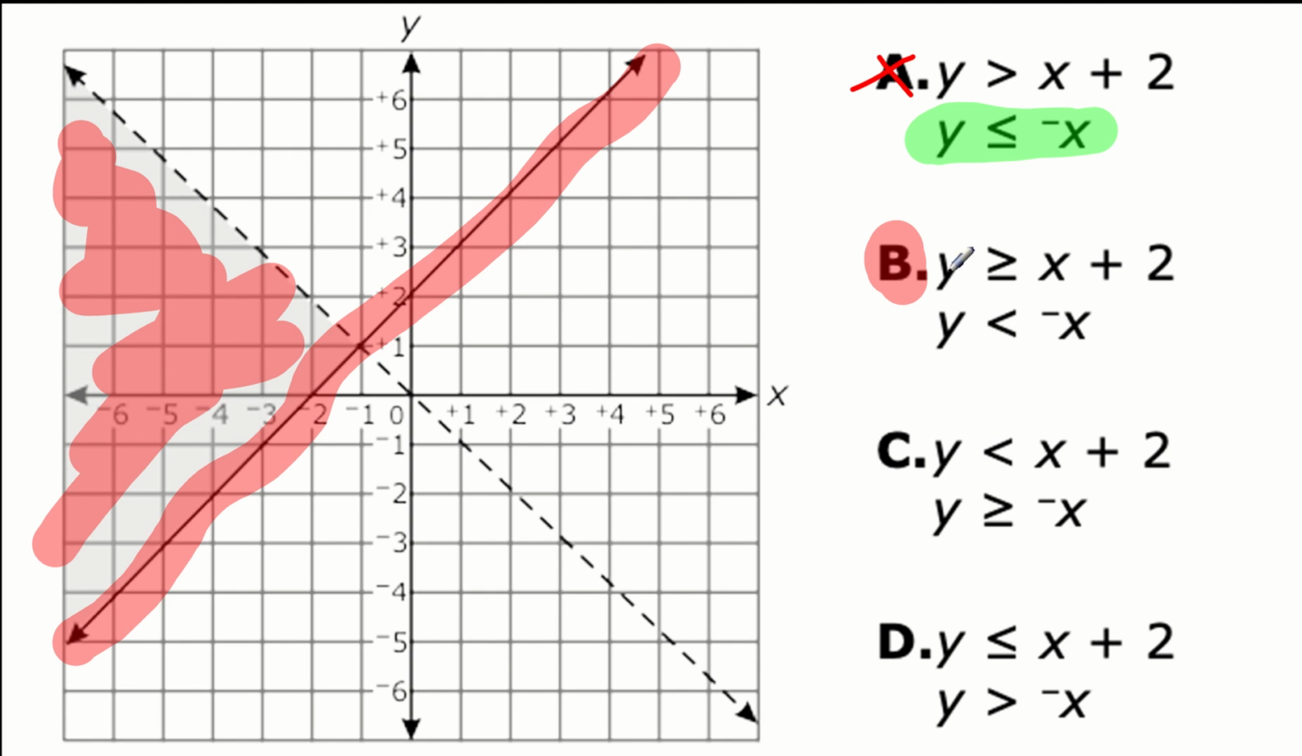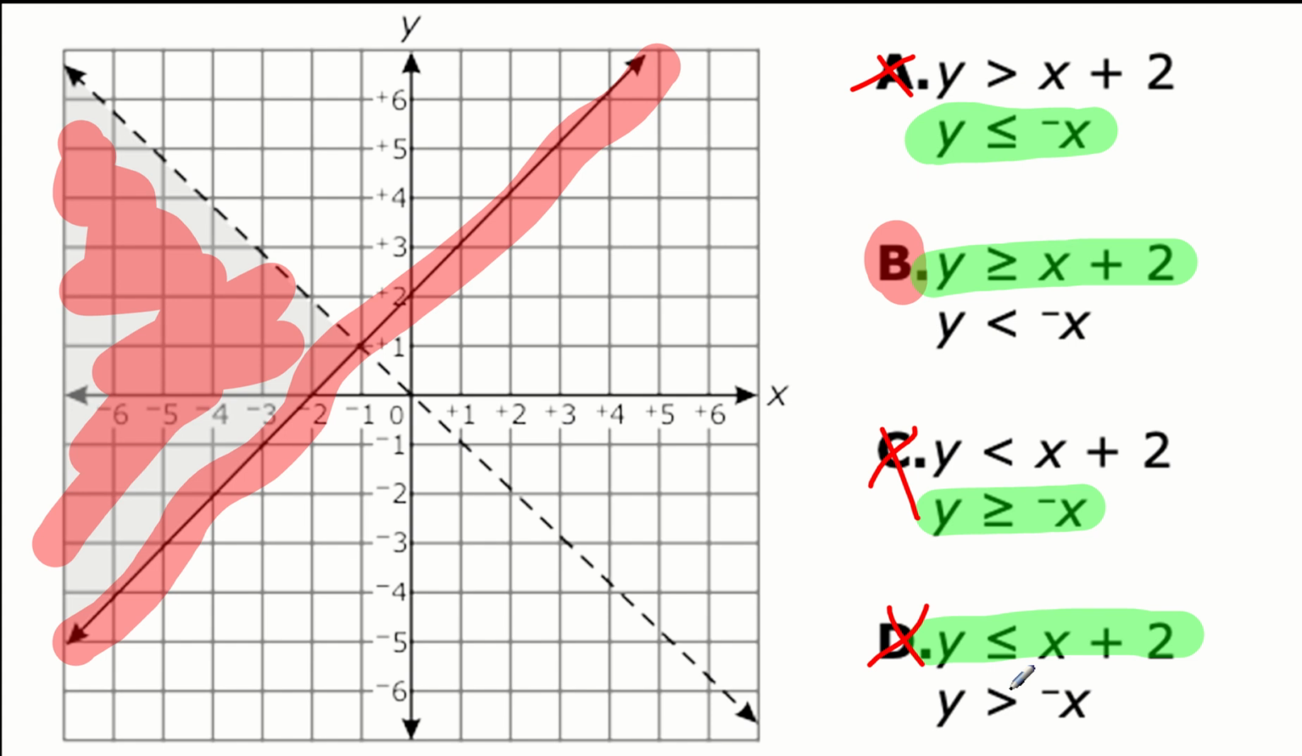If I look at B, this is my solid line right here. That is shaded above. That has a positive slope. So B works. If I look at C, that one is shaded above the solid line, but that has a negative slope. So that eliminates C. If I look at D, this is my solid line here because it's got the line under the inequality sign. That one's shaded below. D is out.